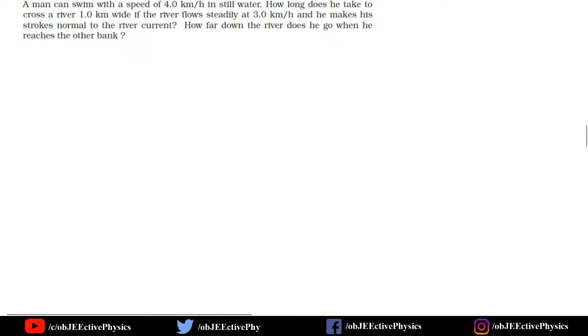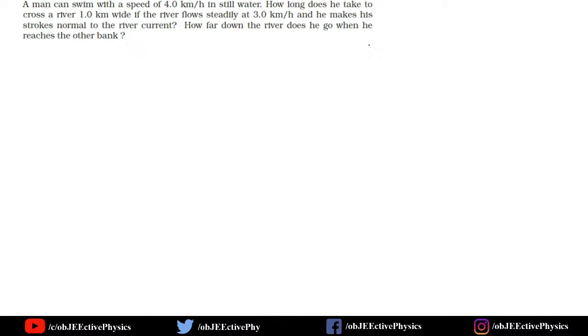A man can swim with a speed of 4 kilometers per hour in still water. How long does he take to cross a river 1 kilometer wide if the river flows steadily at 3 kilometers per hour and he makes his strokes normal to the river current? How far down the river does he go when he reaches the other bank?